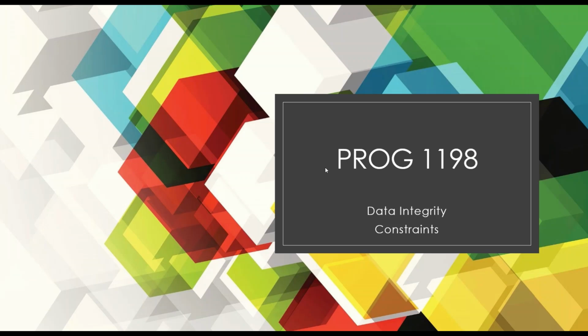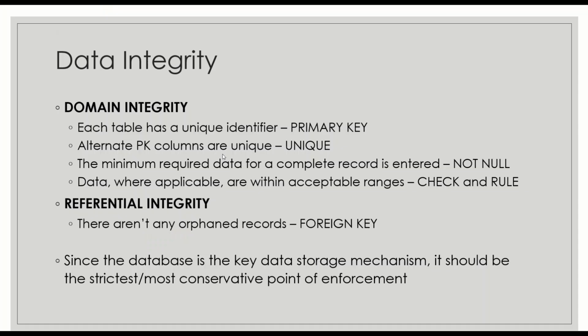So let's get started. When we talk about integrity, we're looking at domain integrity and referential integrity. Domain integrity is the integrity of data within a table. And we can maintain domain integrity by following some of these rules. The first being that each table must have a unique identifier. So we have either one column or a group of columns together that make up the primary key for each table.